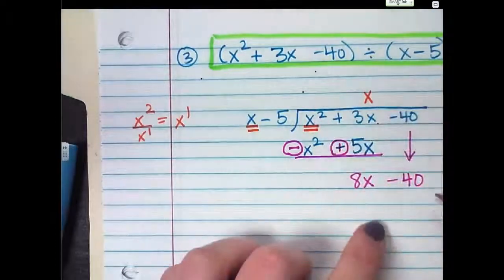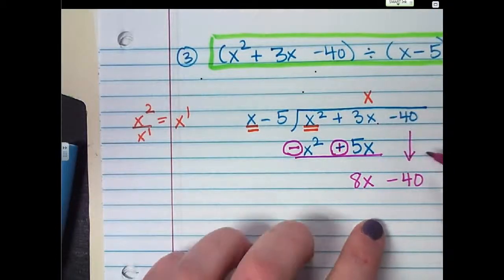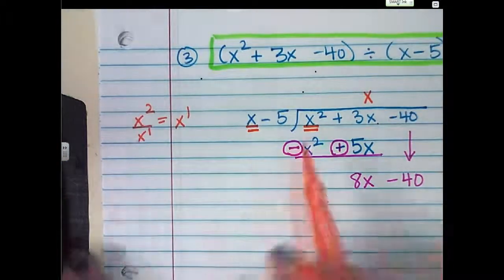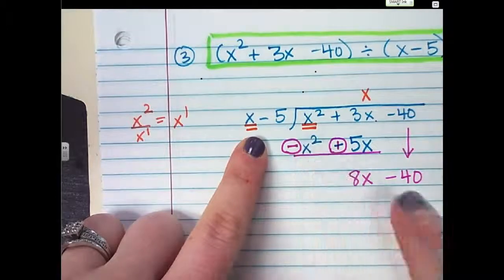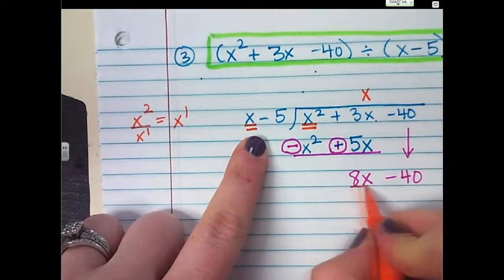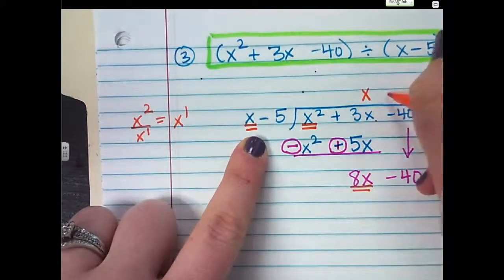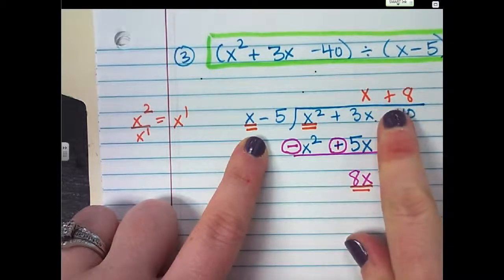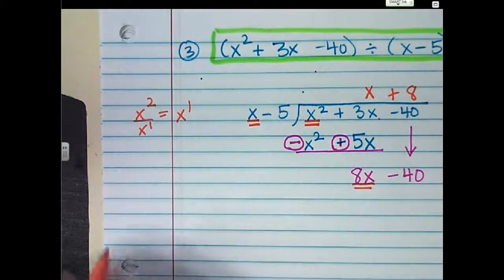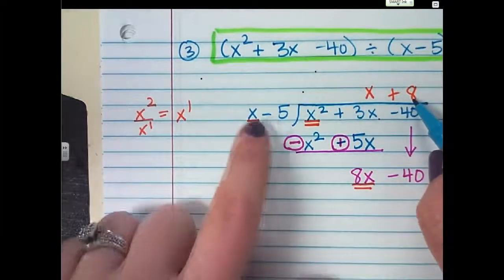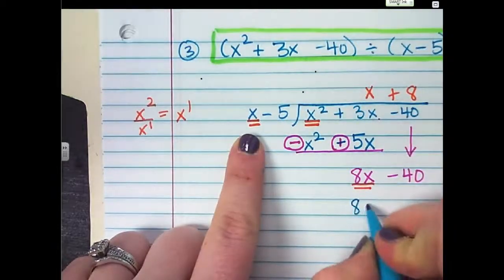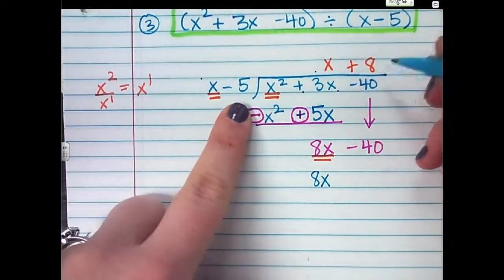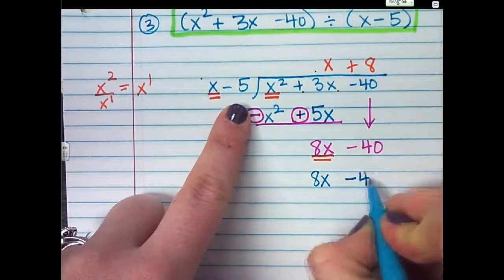Is there any part of this that you don't know where I got before we move on? We're not done yet. Okay, so we just do it again. Like we did here, now I'm going to move to here. What times x gives me 8x? Positive 8. If it was negative 8x, I would write a negative 8. Okay, multiply again. 8 times x is 8x. 8 times negative 5 is negative 40.